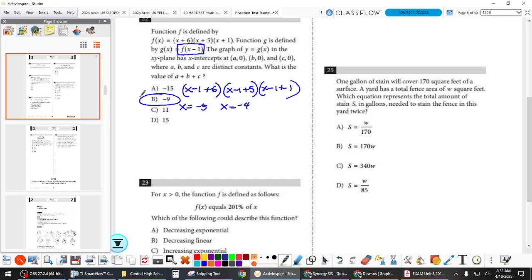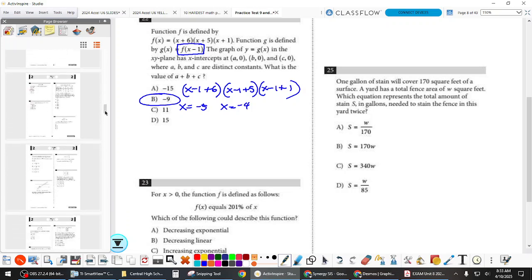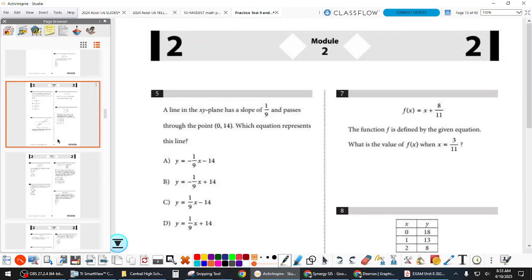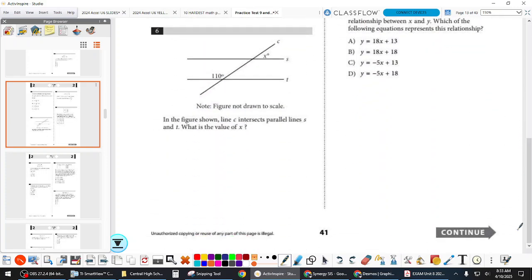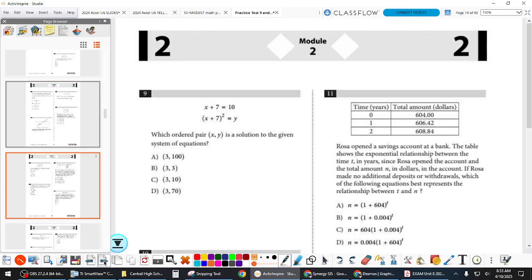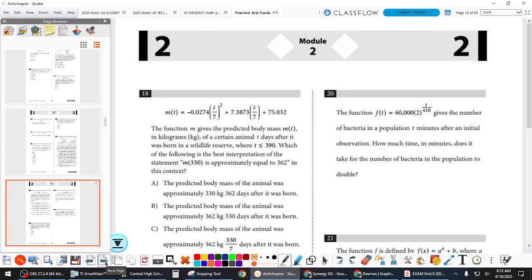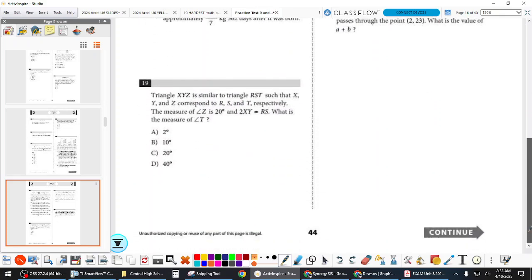Okay. All right. How about page 44? I don't really know where that is. It's 41. 2, 3, 4. Okay. Any of these? What was 18 asking?